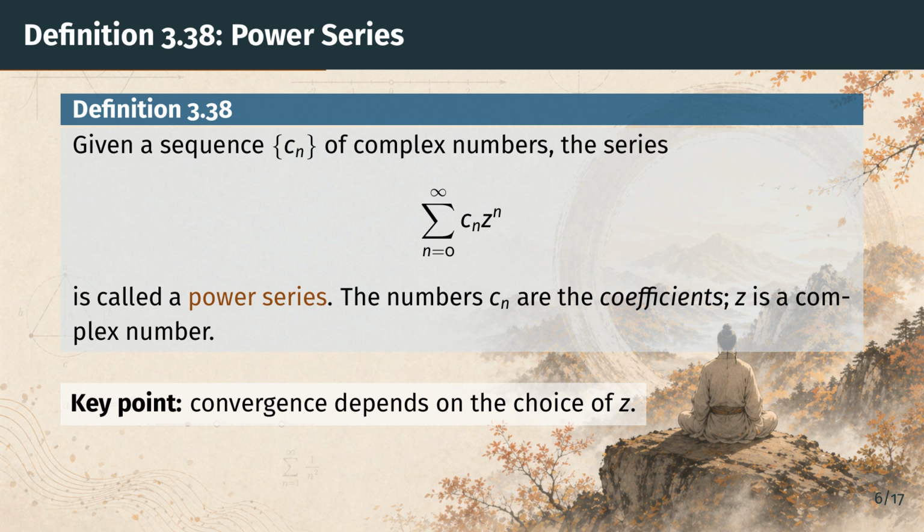The key point, stated at the bottom of the slide, is that whether this series converges depends entirely on which z we plug in. The very same coefficients can give a series that converges for one choice of z and diverges for another. Next, let's picture the set of z where it converges.